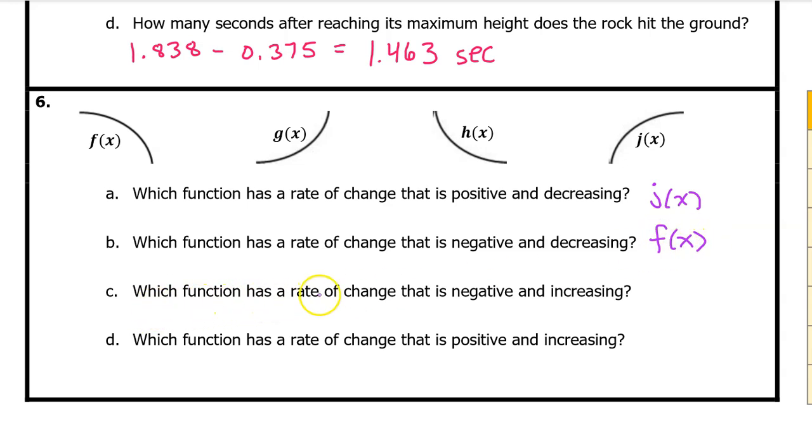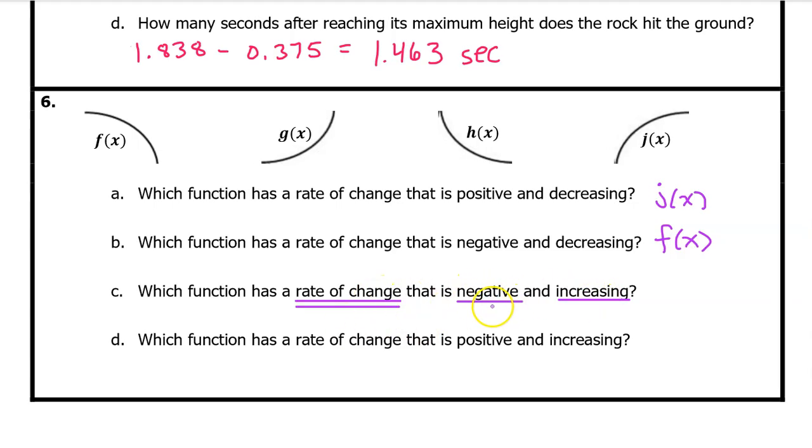Part C. Which function has a rate of change that is negative and increasing? Let's see if we can kind of do this from memory. If the rate of change is negative, that means the function itself must be decreasing. And if the rate of change is increasing, that means the function must be concave up. So we are looking for a function that is decreasing and concave up. That would be h of x. See how it is falling from left to right, so it is decreasing, yet at the same time it is concave up. So h of x is the answer to part C.